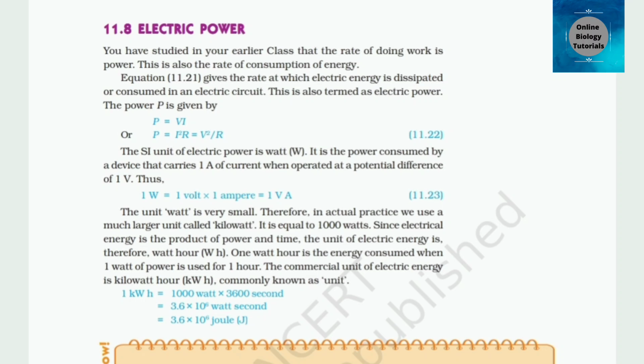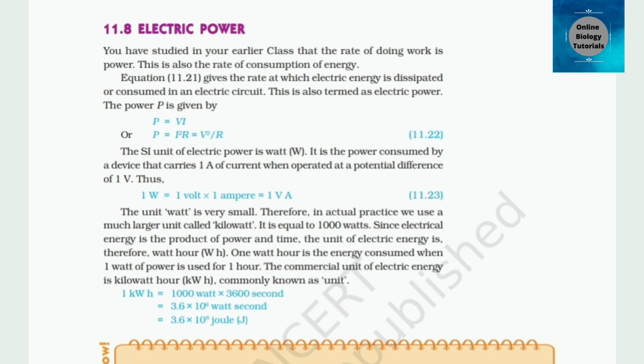12.8 Electric power. You have studied in your earlier class that the rate of doing work is power. This is also the rate of consumption of energy. Equation 12.21 gives the rate at which electric energy is dissipated or consumed in an electric circuit. This is also termed as electric power. The power P is given by P = VI, or P = I²R = V²/R.